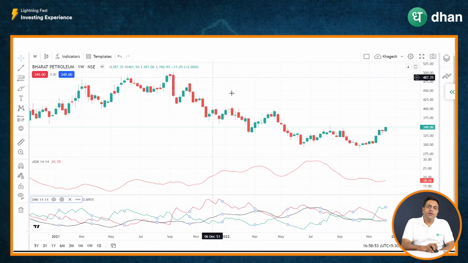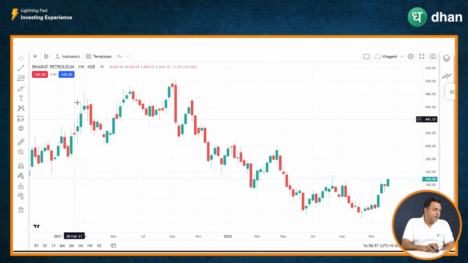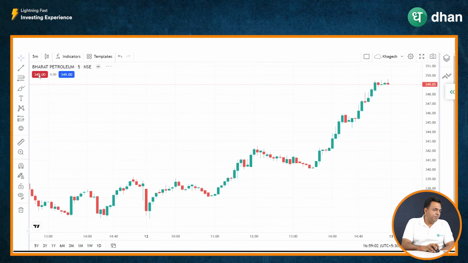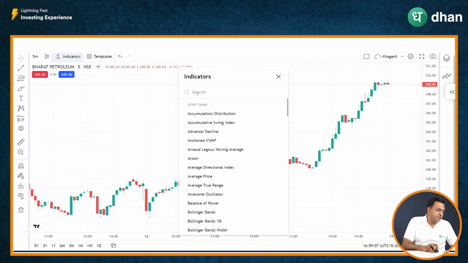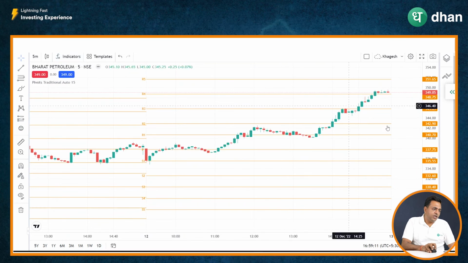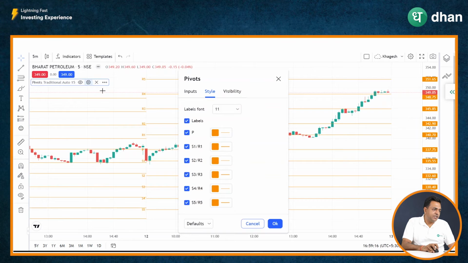Now let's log into tv.dhan.co and try to see how we can plot this indicator and what are the settings that we need to change when we are plotting this indicator. I have already logged into tv.dhan.co, so let me delete all the existing indicators and let me go to a 5-minute time frame chart for Bharat Petroleum, and let me go to this option called indicators and search for pivot point standard. Don't get confused by the bunch of lines that have been plotted. Just go to the settings option.